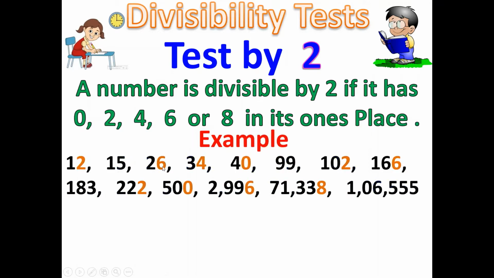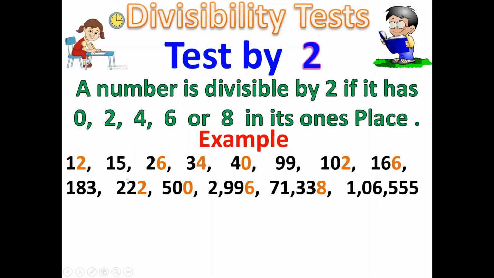Now 12, 15, 26, 34, 40, 99, 102, 166, 183, 222, 500, 2996, 71,338 and 1,06,555. Now you can see here some are odd numbers and some are even numbers. If the number is even, it will be divisible by 2. Now 12. 2 is an even number, so it is divisible by 2. Now 15. In the ones place we have 5, so it is not an even number, it is an odd number, so it is not divisible by 2.